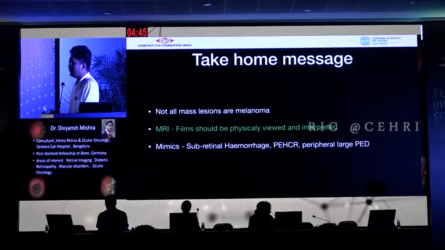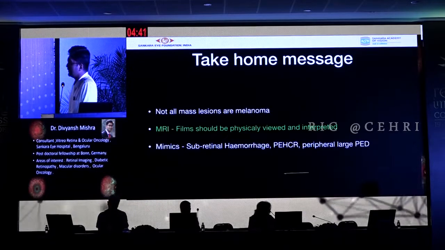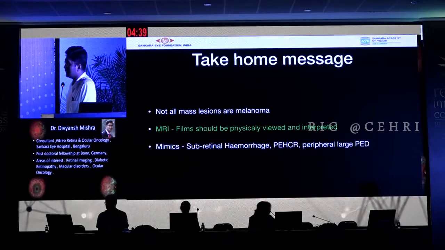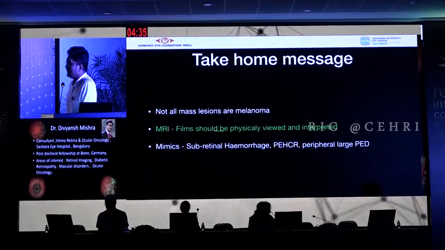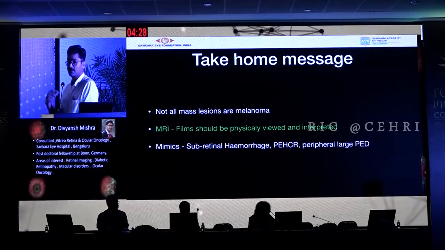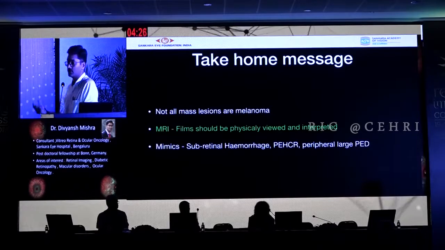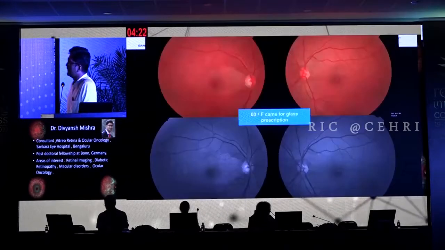So a clinical evaluation, looking for signs in each and every case, and having multimodal imaging and trying to come to one specific conclusion is very important, and try to rule out other mimickers like subretinal hemorrhage, PHCR, or a peripheral large PED. MRI, we should not always take at face value. If the radiologist is giving you an answer, it's probably a melanoma or retinoblastoma. We need to go and try to evaluate the films which are provided.